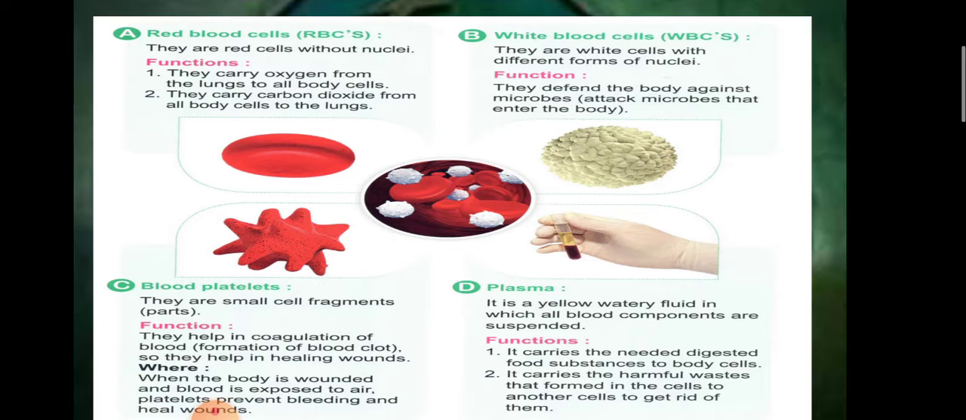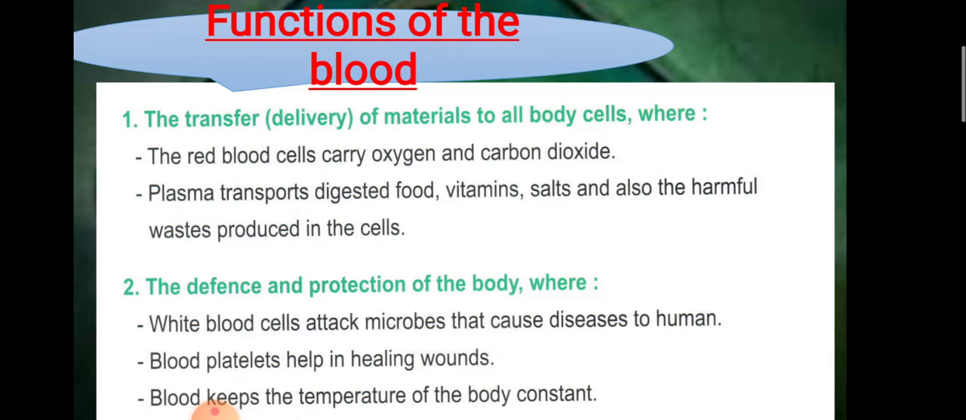But if I asked you what is the function of the blood in general, we will say all these functions together. So the function of the blood is what? It is to transfer the materials. If you remember, we said that the red blood cells carry the oxygen and the carbon dioxide, and the plasma transports the digested food or vitamins and salts, and also the harmful wastes produced in the cell.